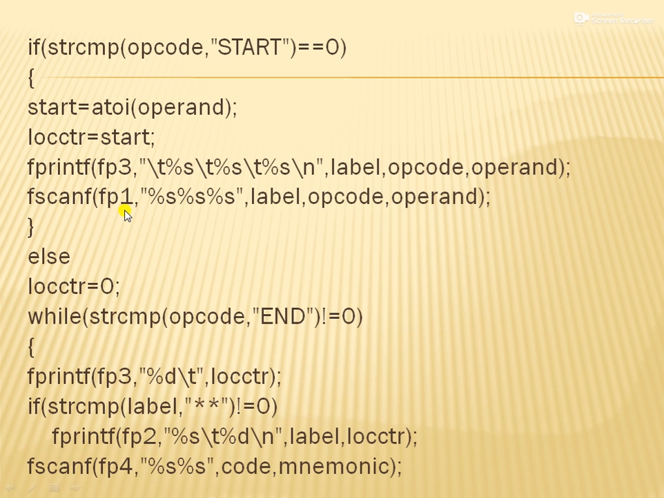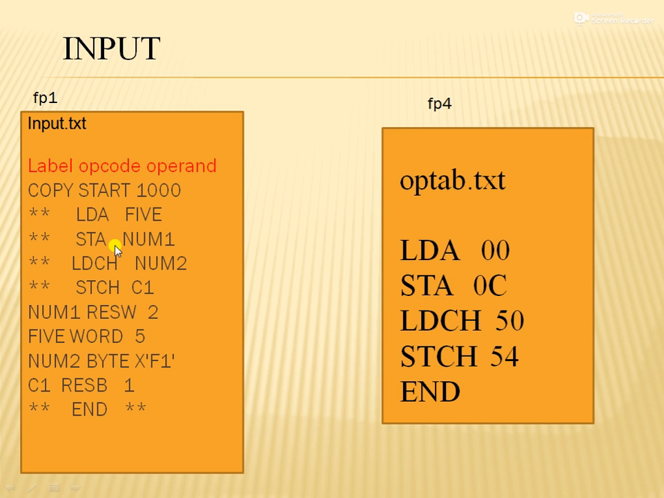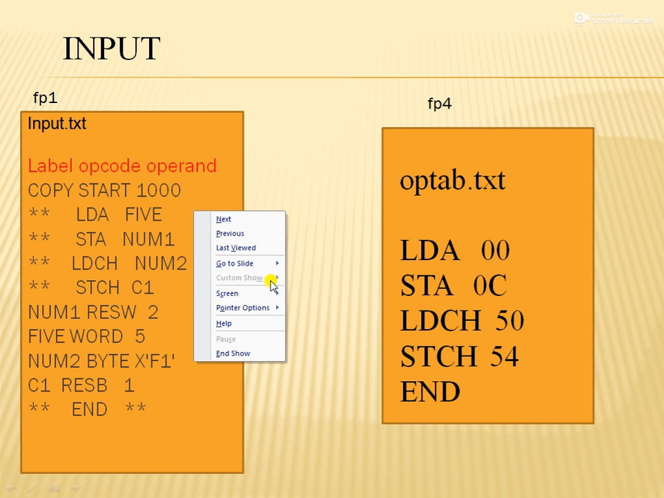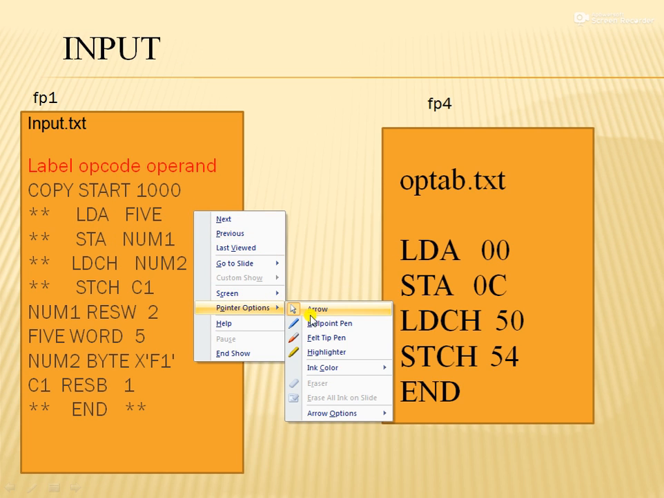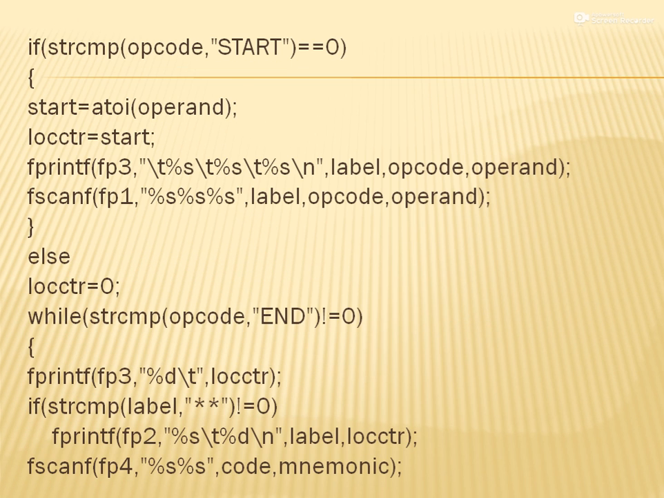So again you are reading fscanf fp1 label opcode operand. So you have read this statement, that is, star LDA 5. Okay, so this line you have actually read. Then you will be coming to the while loop. So this is actually the main while loop.